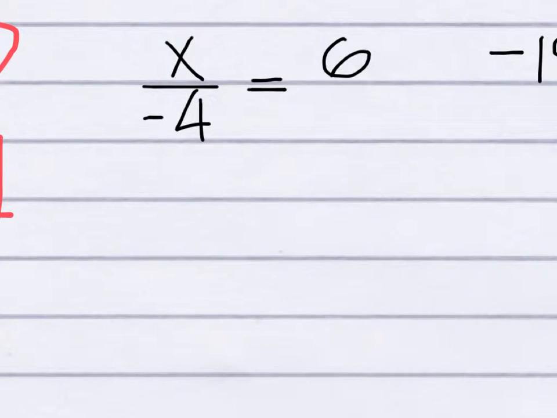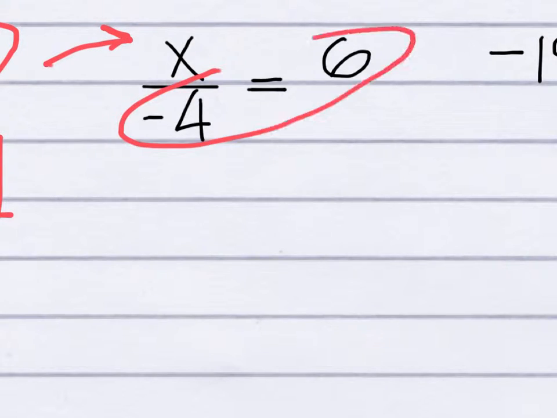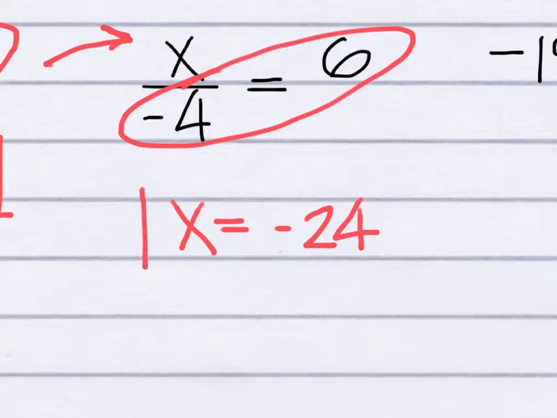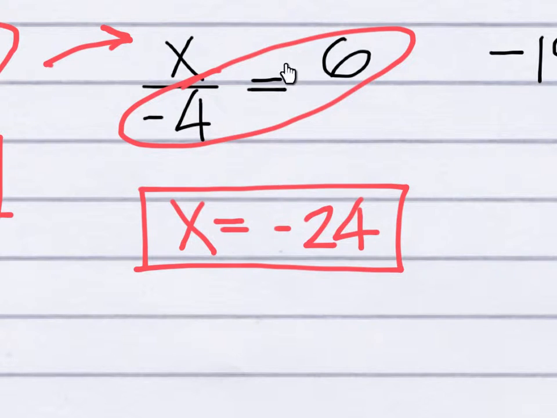Same deal with this one. X over negative 4 equals a positive 6. When the x is on top, just cross multiply these two numbers to get x equals a negative 24. Cross multiply. When the x is on top, x times 1, which is not written here, but you can put it there, is just x.